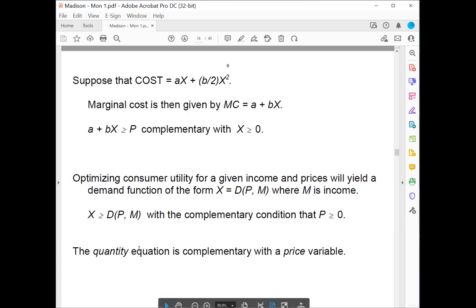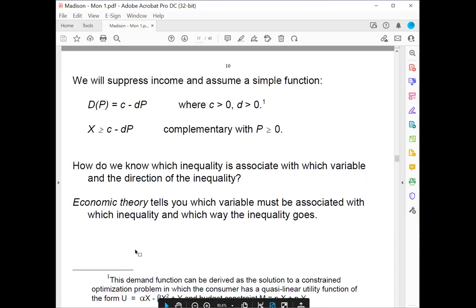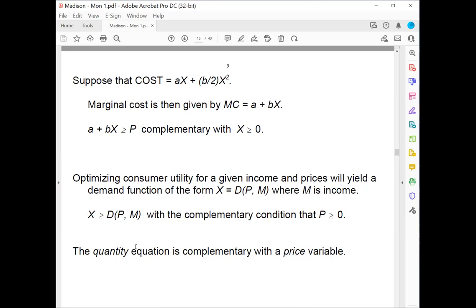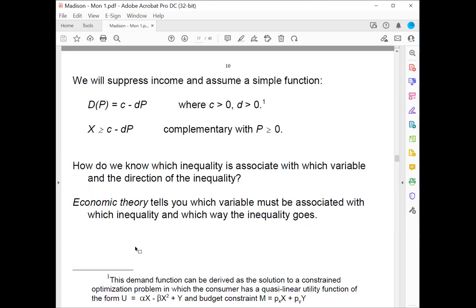So this quantity equation is complementary with the price variable. So this is the problem then. I'm going to just suppress income and let the demand function also be just linear. So demand is an intercept minus D times P. So all the parameters are positive. That makes it easier to remember, I think.